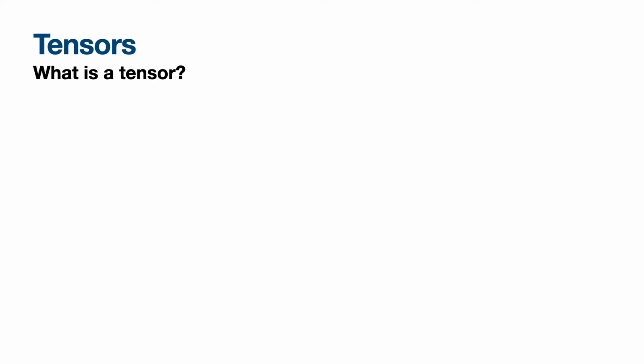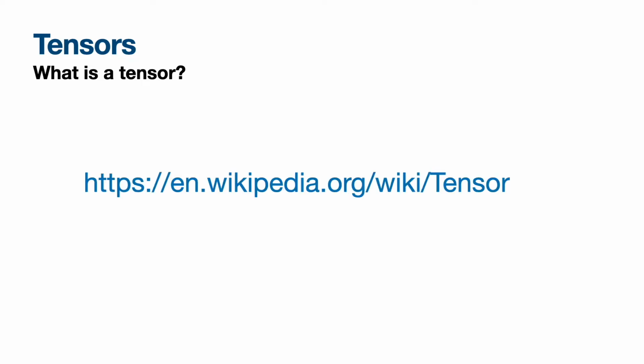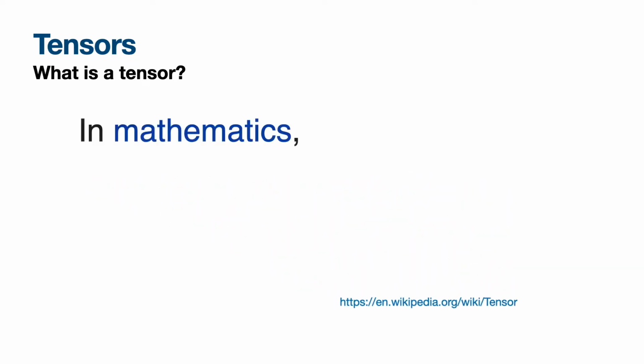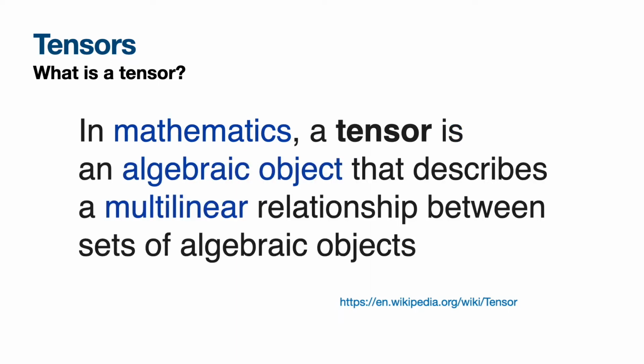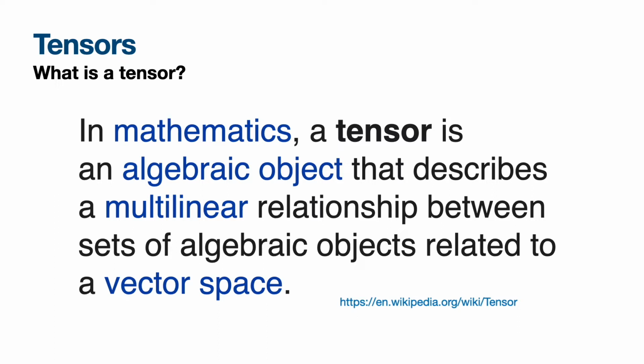In this video, I will introduce you to the concept of tensors. What is a tensor? Wikipedia has a page that defines what a tensor is. It says, in mathematics, a tensor is an algebraic object that describes a multilinear relationship between sets of algebraic objects related to a vector space.